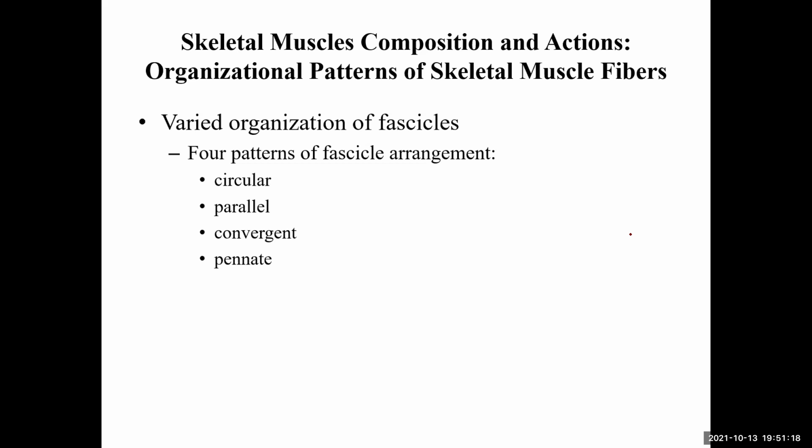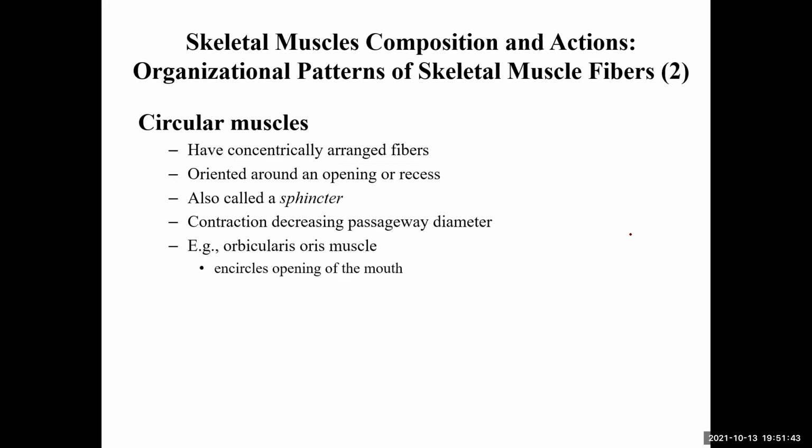And if you notice, skeletal muscle is striated, striped, alternating light and dark areas here. And so when we start to gather up a bunch of muscle cells and bundle them together, we're going to create these fascicles. And these fascicles will create these organizational patterns that we're going to see throughout our skeletal muscle fibers. And so there's 4 patterns. There's the circular pattern, the parallel pattern, convergent, and pennate. So we're going to work through all these here for you.